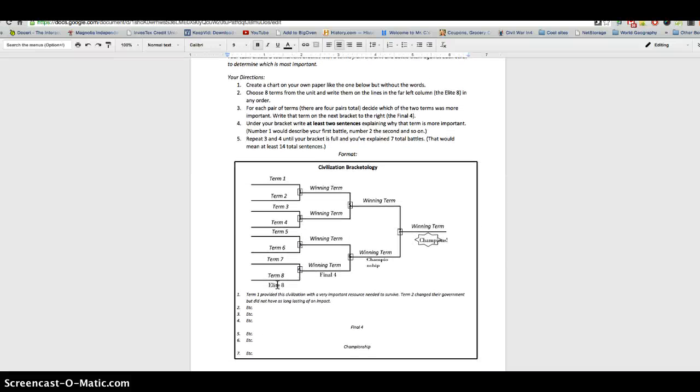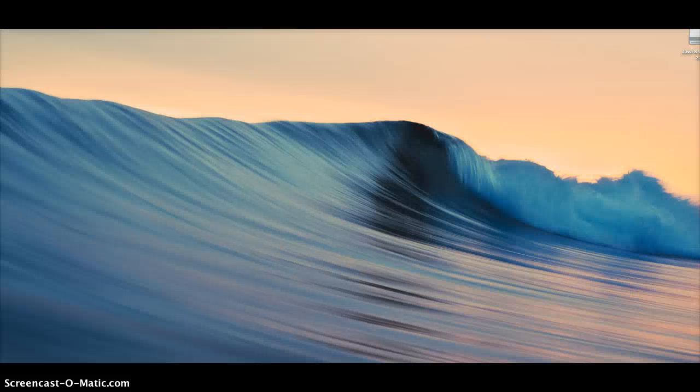Other than that, I think they're going to look great. Make sure you put your name on it. It should be titled Reform Bracketology, and I look forward to all your great work.